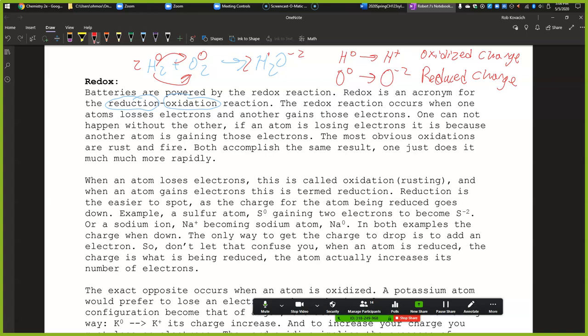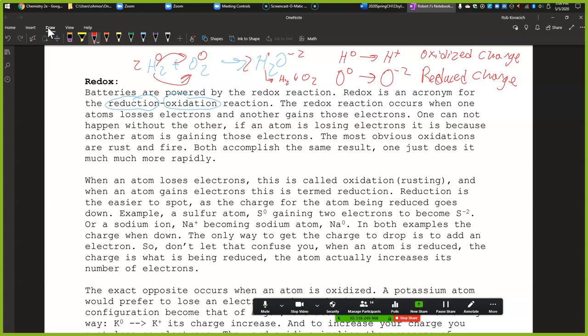And then what happens when the battery is recharged? It gains those electrons back. Yeah, the element or the substance that lost the electrons gains those back. So if we were to take this water molecule and turn this back into hydrogen and oxygen, we would have reversed the redox reaction and put the electrons back on the hydrogen.